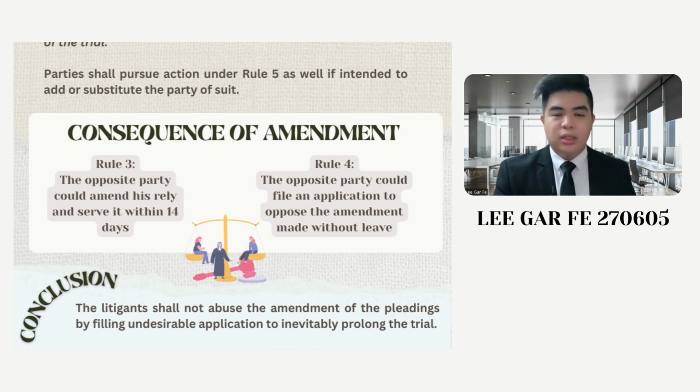Moreover, Order 20 Rule 4 Sub-Rule 1 of the ROC also provides a redress to the opposite party, in which he could oppose an amendment of pleadings made without leave within 14 days after the amended pleadings were served on him. In deciding the application to disallow an amendment, the court is guided by Order 20 Rule 4 Sub-Rule 2 of the Rules of Court. According to this rule, the court shall disallow the amendment if it would not have been allowed had we proceeded under Rule 5.